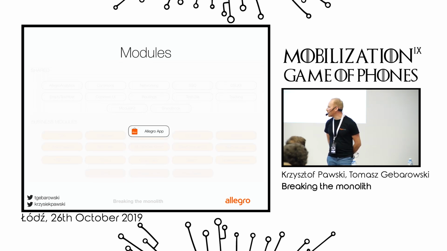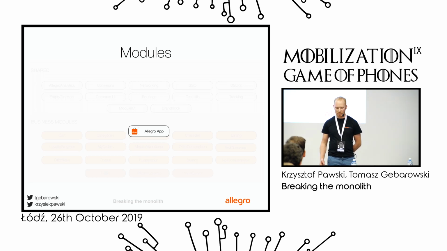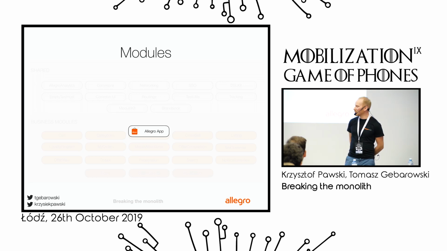But of course, we need one more special module, one to rule them all, our precious Allegro app. And this is the target. This is the module from which we were starting. That was our monolith, and we were extracting those modules from this one.